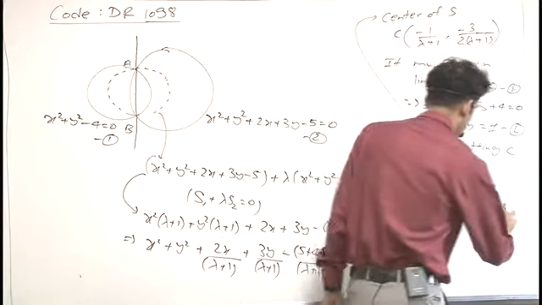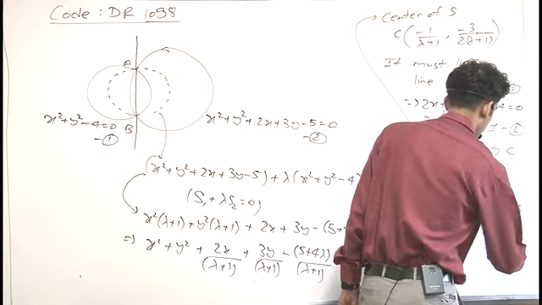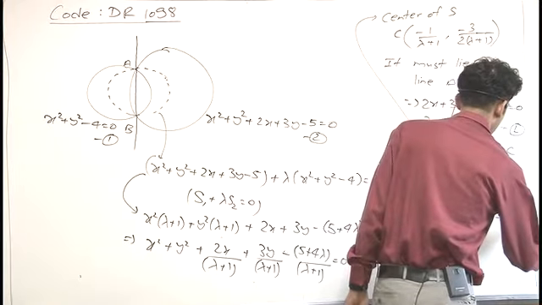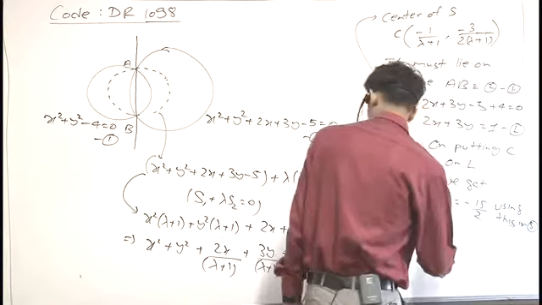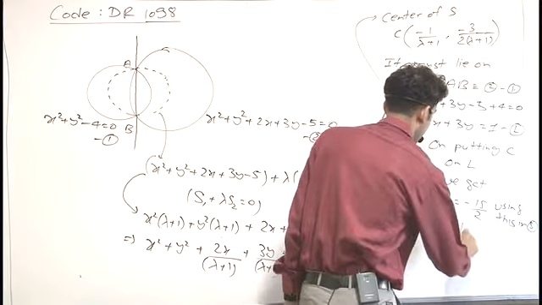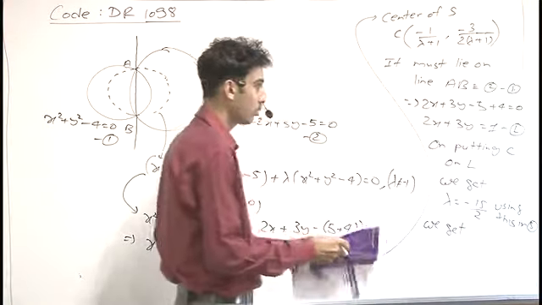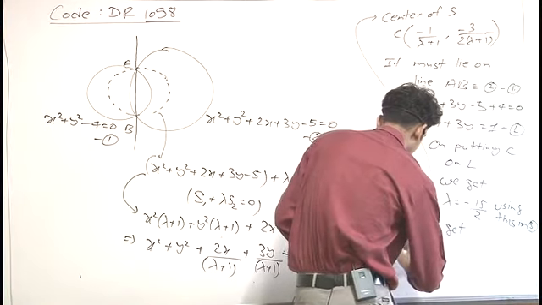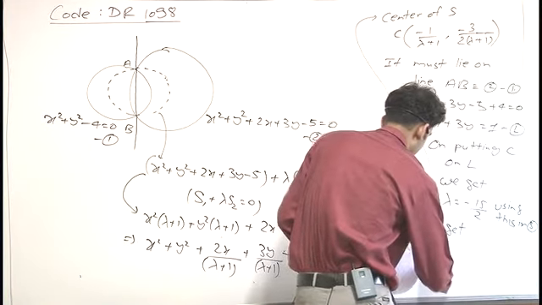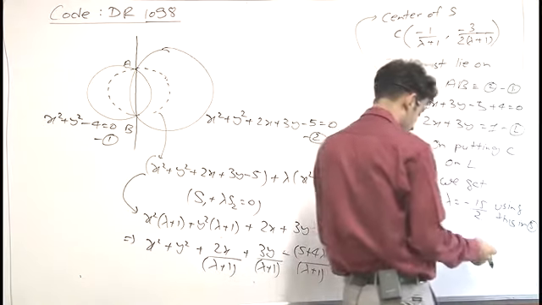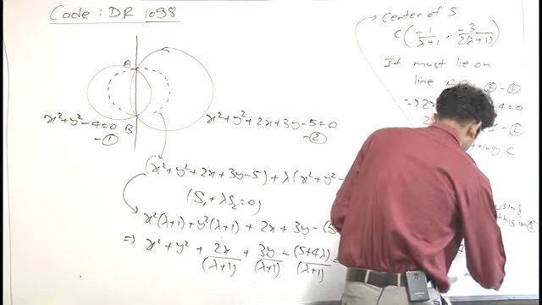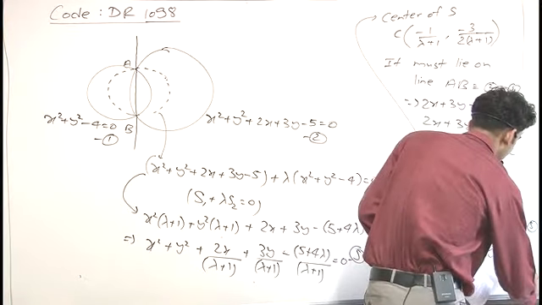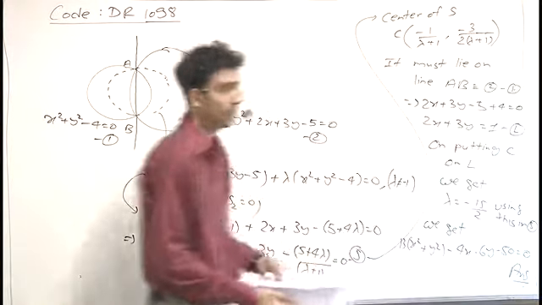And using this in S, we get the required answer. The required answer is 13 times (x square plus y square) minus 4x minus 6y minus 50 equal to 0. That's the required answer, which is given in option A.